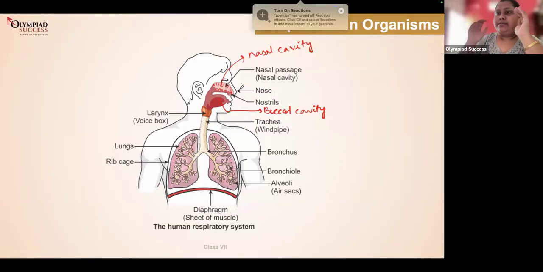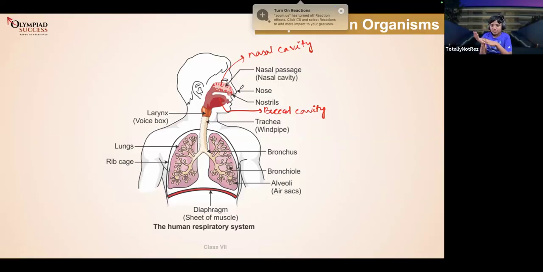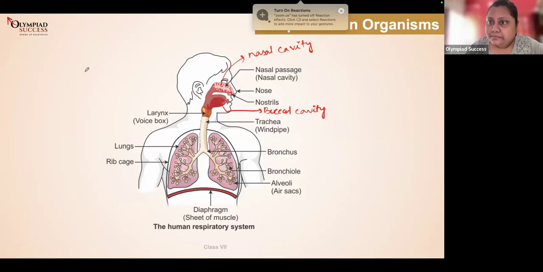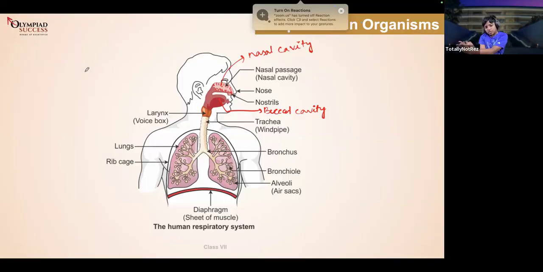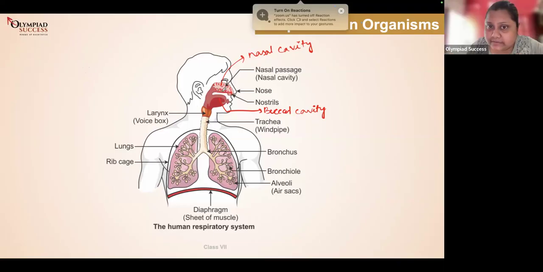Do one thing: after the class is over, exhale air for a long period of time. You will feel that your hands are sweating. You will feel a water-like texture, a little stickiness. So there is humidity in the air. The exhaled air has humidity. Do you know why? Because there is mucus in the nasal cavity. It is lined by mucus and hair-like projections.